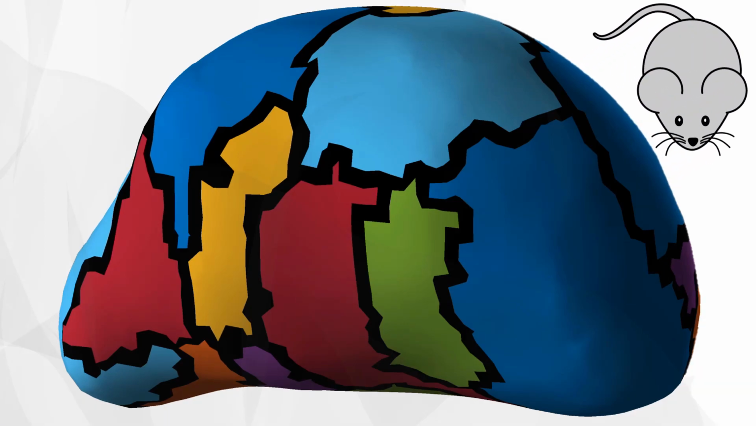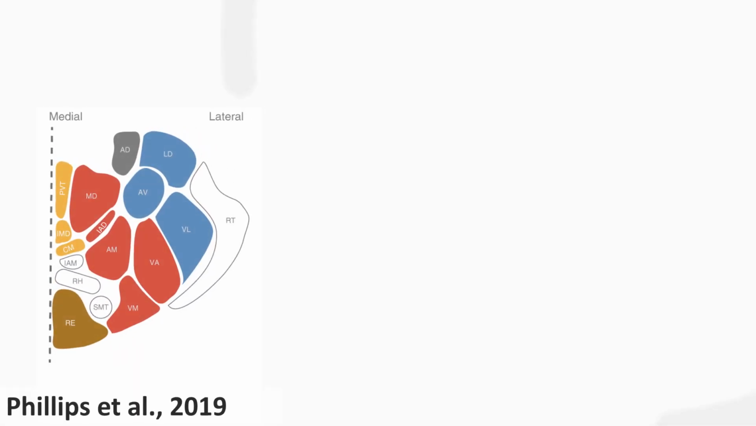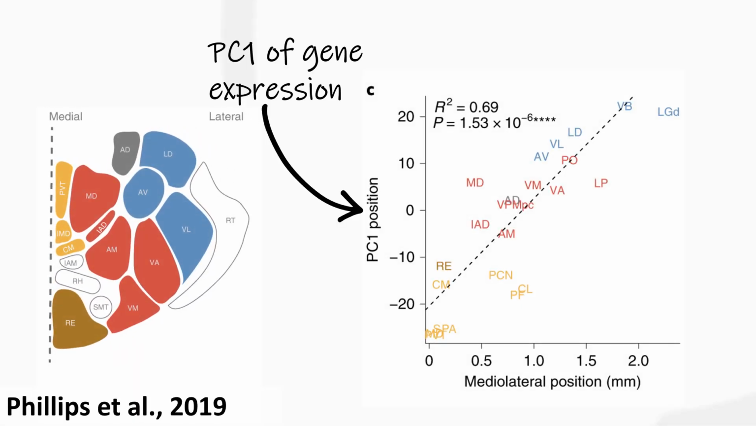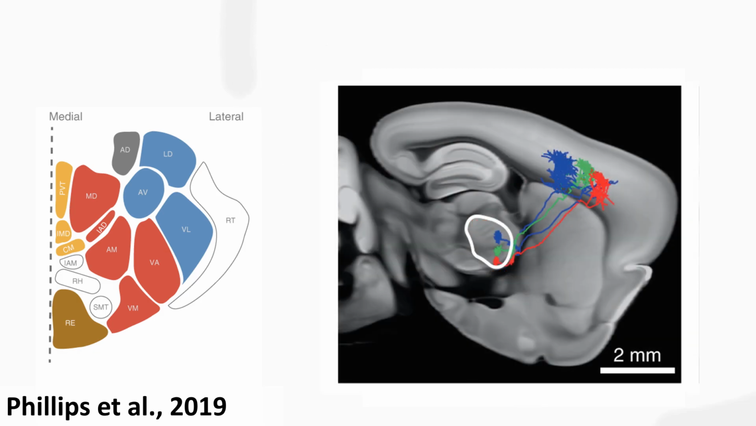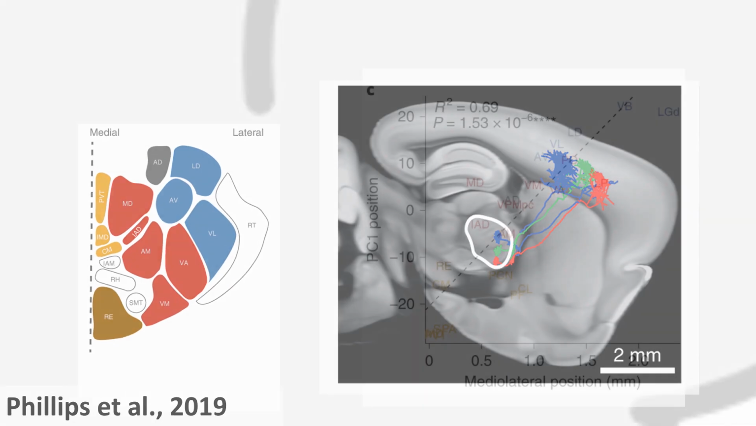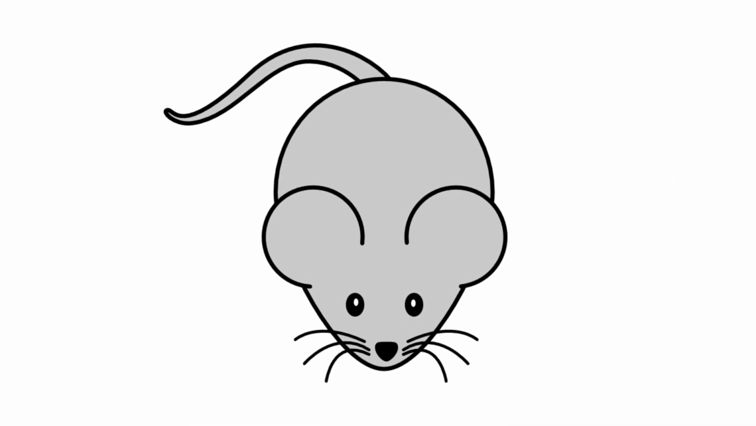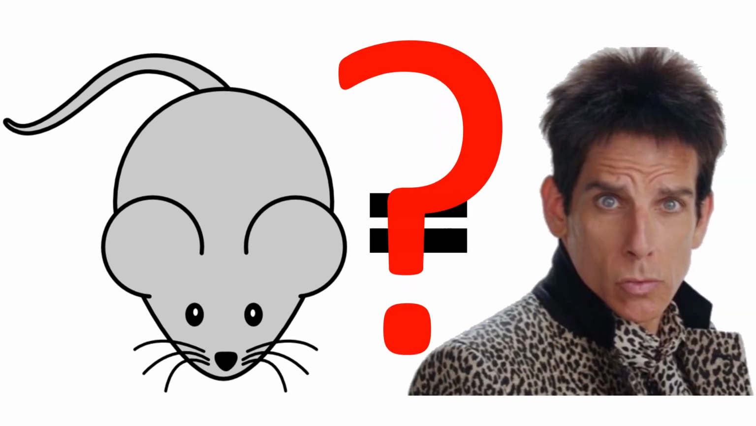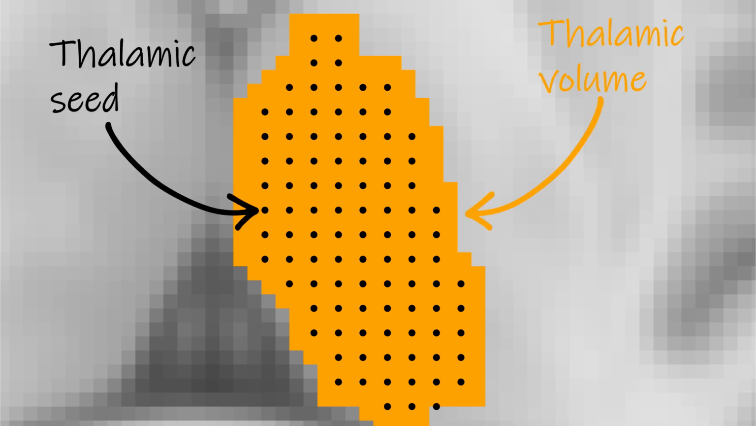A recent study in mice found thalamic nuclei form a hierarchy arranged along a medial-lateral axis of gene expression. Notably, position along this axis was associated with differences in cortical projections, suggesting it represents an underlying principle of thalamic organization. We therefore wanted to see if the results of this mouse model would extend to the human model as well. To do so, we first defined seeds throughout the thalamic volume.